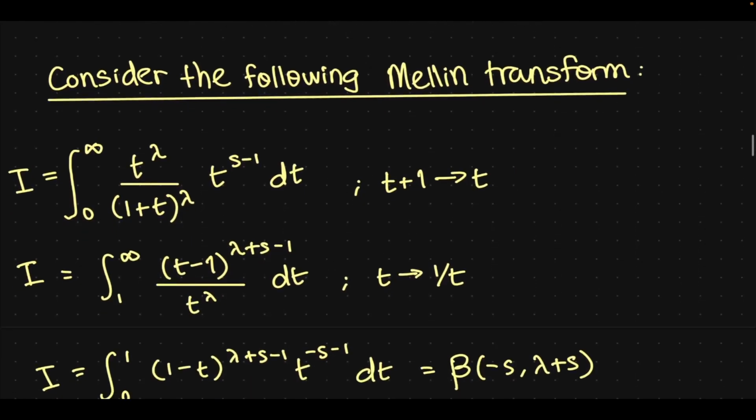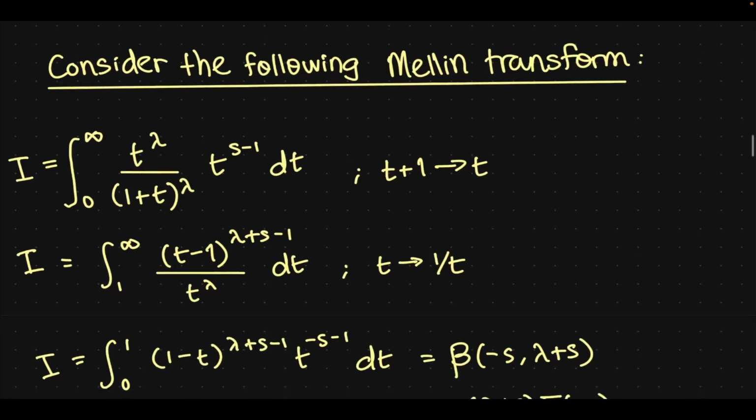Okay, moving on now. That was the recap. This is what we really are going to need. So consider the following Mellin transform. I is the integral from 0 to infinity of t to the lambda divided by 1 plus t to the lambda, and then, of course, we have t to the s minus 1. That was the customary factor in the Mellin transform integral. So the function that we're going to evaluate is t to the lambda over 1 plus t, whole to the lambda. Simple variable change, t plus 1 goes to t.